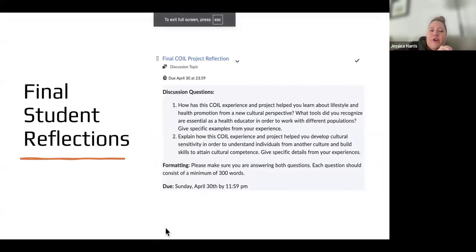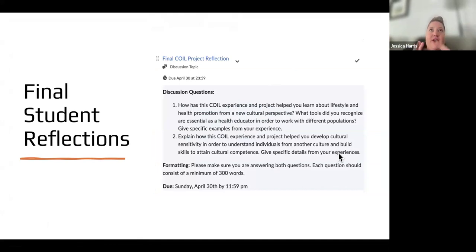So then we also offer, as part of the reflective practices, we want to know as faculty how things went, but also, specifically for students, what their feedback was. When we look at the final student reflections, we built those into Brightspace, looking at the COIL experience and how it helped them learn from a new cultural perspective.